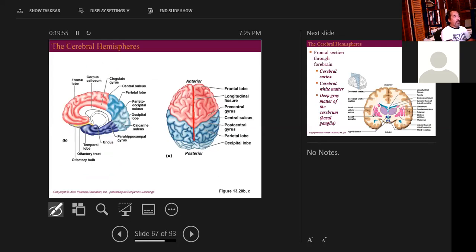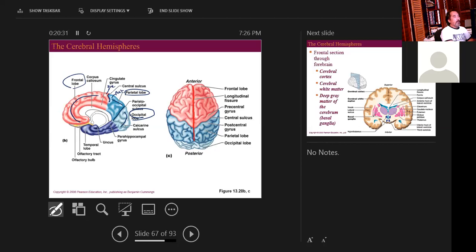So here is going to be the central sulcus of the cerebrum. Here's going to be the precentral gyrus. Here is going to be the postcentral gyrus. All of this here is the frontal lobe, and all of this here is the parietal lobe. And this is going to be the parieto-occipital sulcus, and this is going to be the occipital lobe. And then we have gyri located here, okay?